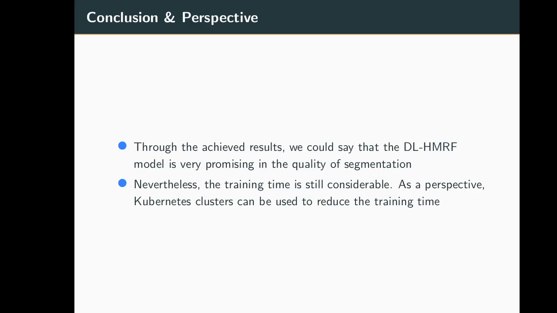Through the achieved results, we could say that our model, deep learning hidden Markov random field, is very promising in quality of segmentation. Nevertheless, the training time is still considerable. As perspective, a Kubernetes cluster can be used to reduce training time.